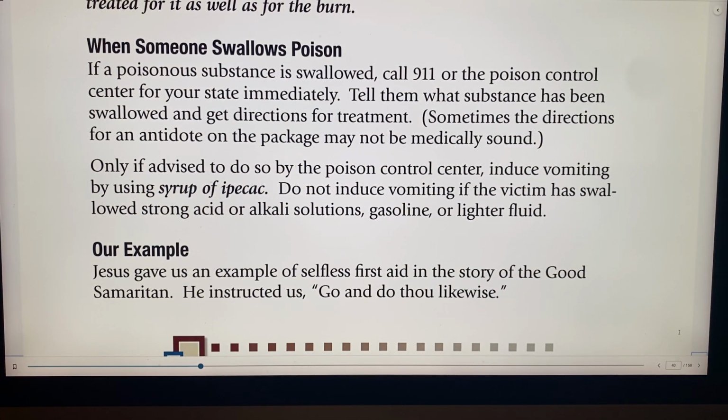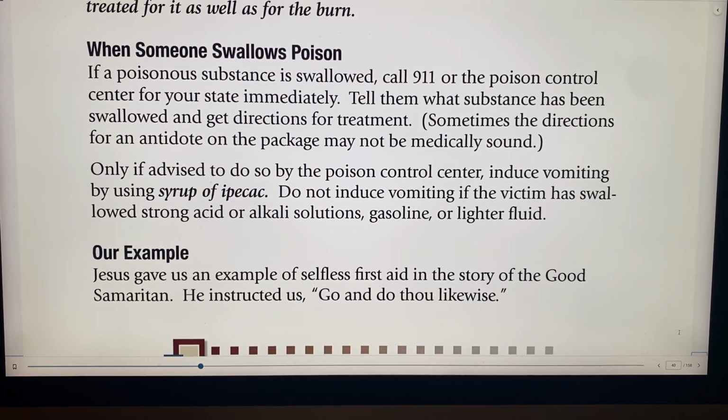How about when somebody swallows poisons? This is the last part. So when someone swallows poisons, we're going to call 911, or sometimes we have a poison control number to call. And we're going to tell them what they were poisoned with or what they swallowed. And then they'll give us direction, because sometimes they'll have us induce vomiting by giving them the syrup of Ipecac right here, and that will make them throw up.